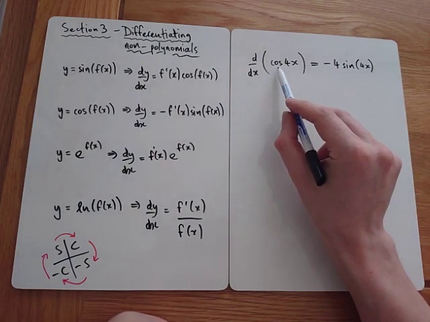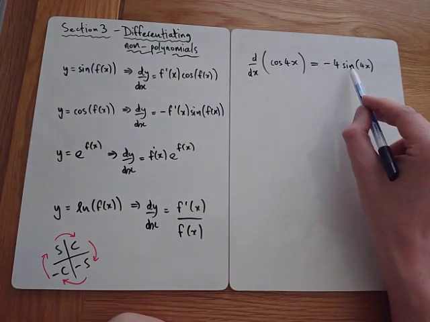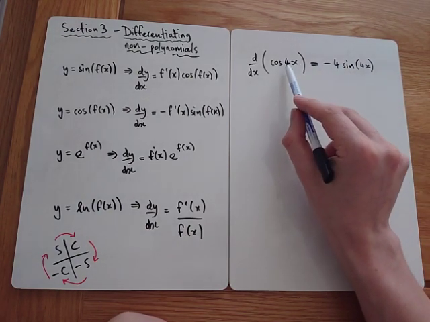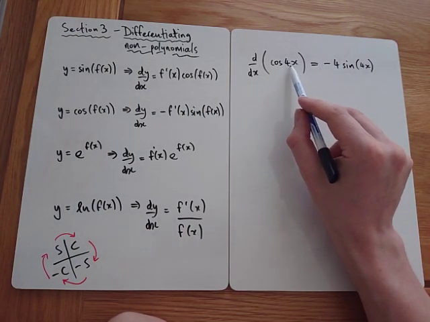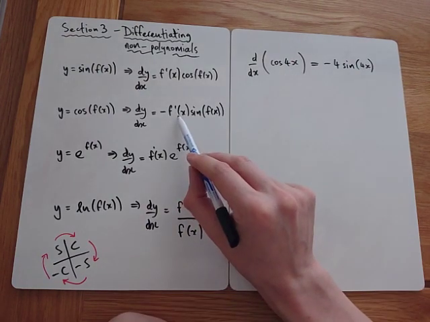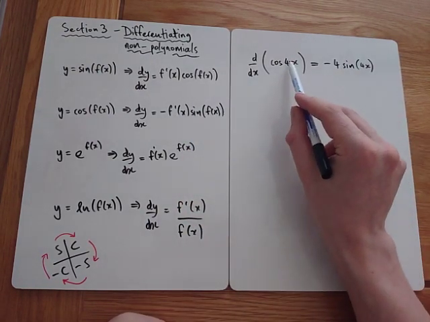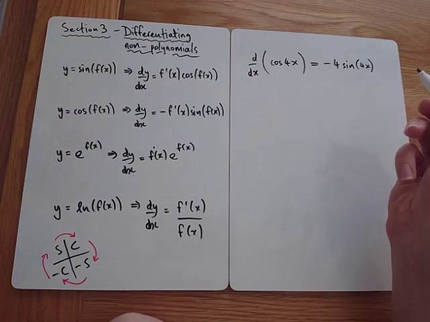All that we are doing is differentiating cos, which goes to minus sine, and the function inside, which is 4x, we have to differentiate that, which is what that f dash means. And the derivative of 4x is 4. Okay, next one.